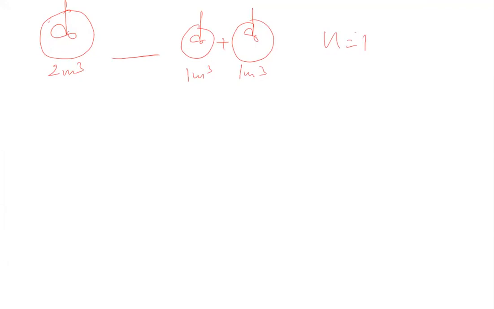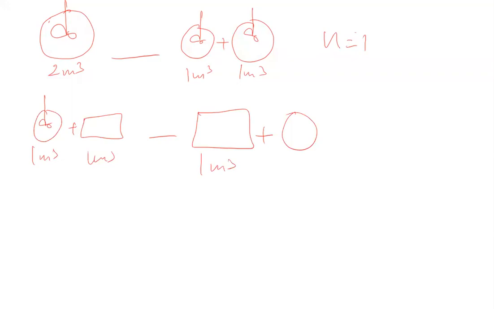Similarly, a CSTR followed by a PFR, 1 meter cube, 1 meter cube, versus a PFR followed by a CSTR, for n equal to 1. Here what is it equal to? Let's fill in the blanks with greater than, less than or equal to.